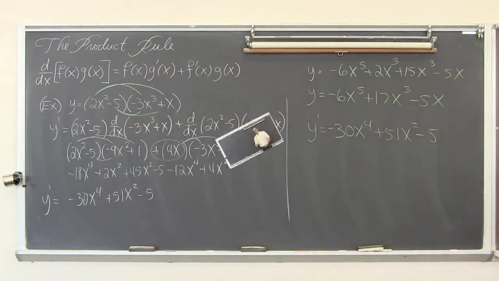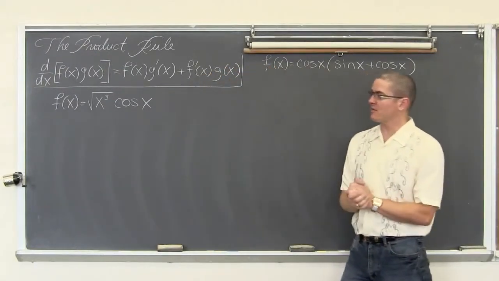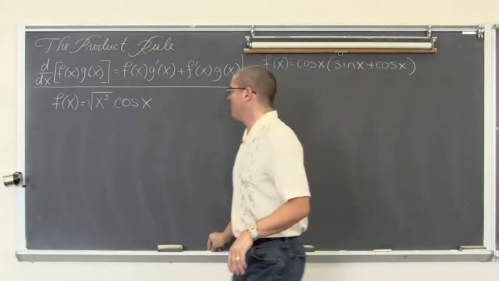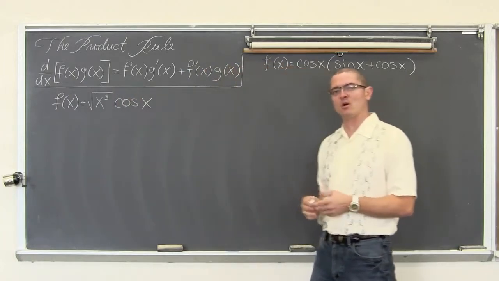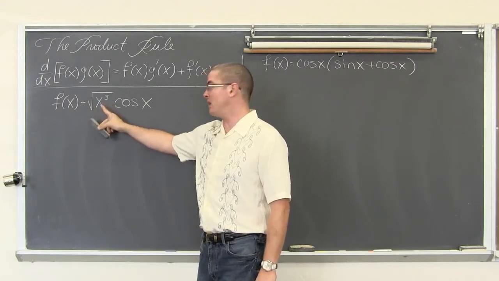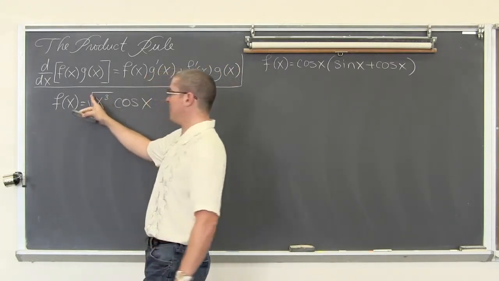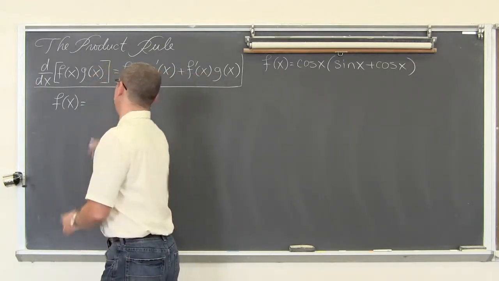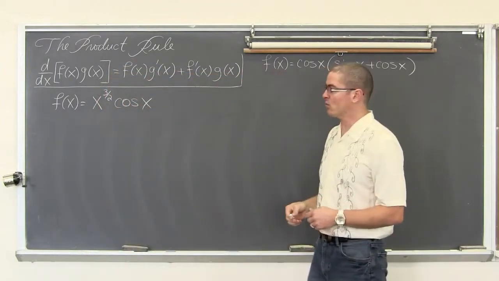All right, bam! Our next 2 examples, we have f of x is equal to the square root of x to the third power times cosine of x, and this other one over here. So we are going to deal with this first. We do not prefer to work with radical notation, so we're going to change the square root of x to the third power into x to the 3/2 power, and apply the product rule.